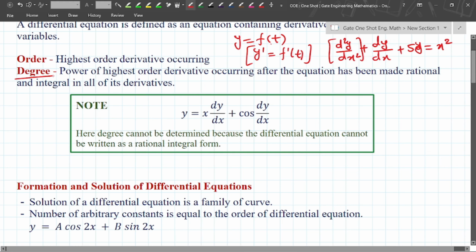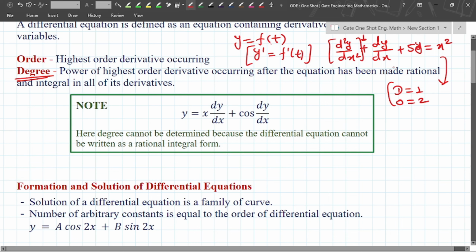Now the degree, which is the main important concept, is the power of the highest order derivative. What is the power of this highest order derivative? That is 1. So the degree for this is 1 and the order for this is 2. This is called a second order linear differential equation. It means the linearity is related to the degree.